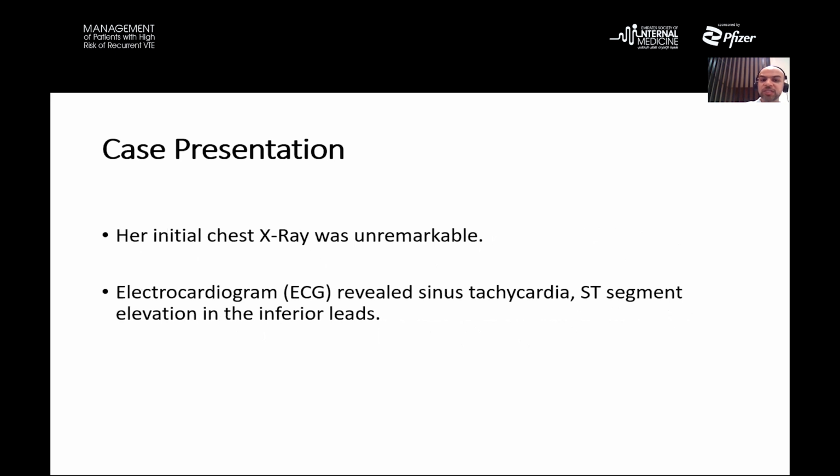The initial chest X-ray at presentation was normal, and the EKG was showing sinus tachycardia and, in addition, ST segment elevation in the anterior leads. So that's why the patient was planned to be transferred to my institute for urgent PCI.